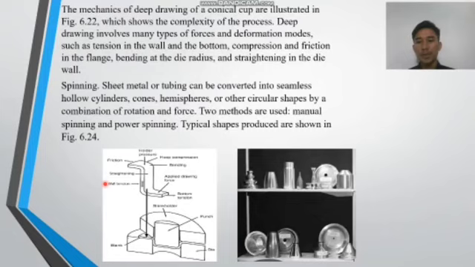Spinning sheet metal or tubing can be converted into seamless hollow cylinders, cones, hemispheres, or other circular shapes by a combination of rotation and force. Two methods are used: manual spinning and power spinning. Typical shapes produced are shown in picture 6.24.